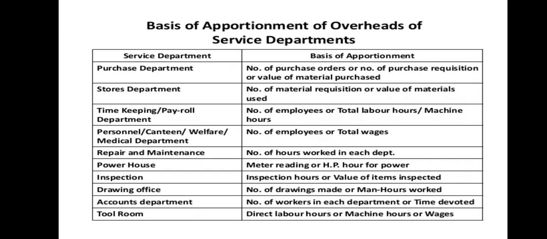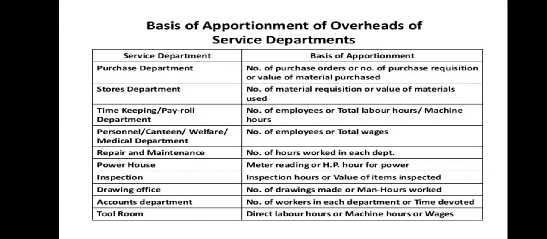Next, drawing office. Drawing office, here we need to take the basis as number of drawings made or man hours worked. What for we need a drawing office? To design, to work for a particular design, or we have to design for the work and we need to do it. So what will be the apportionment basis? Number of drawings made or man hours worked.